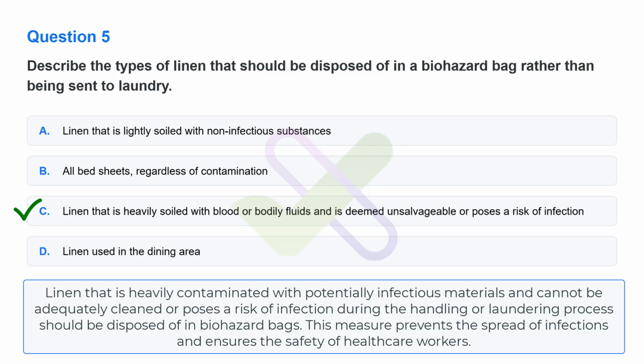Linen that is heavily soiled with blood or bodily fluids and is deemed unsalvageable or poses a risk of infection. Linen that is heavily contaminated with potentially infectious materials and cannot be adequately cleaned or poses a risk of infection during the handling or laundering process should be disposed of in biohazard bags. This measure prevents the spread of infections and ensures the safety of healthcare workers.